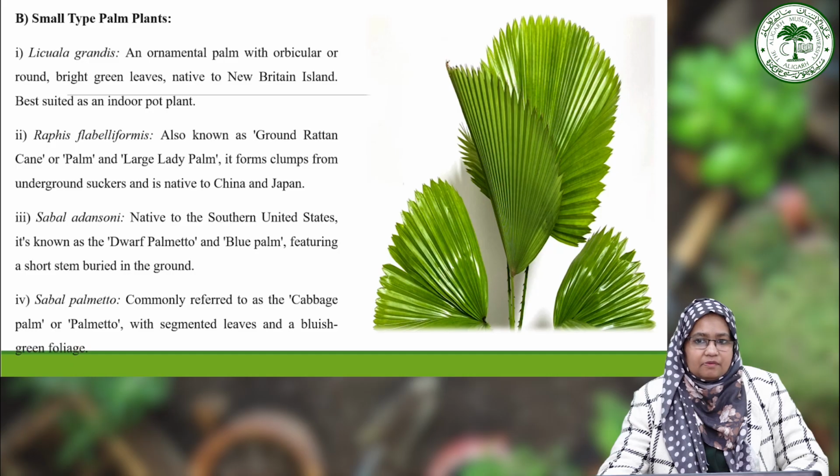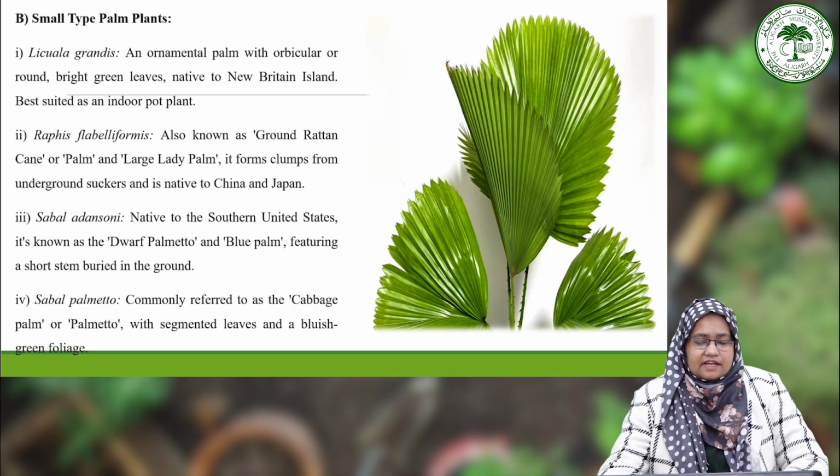Then next is small type palm plants. Here are some examples, like Licuola grandis. This ornamental plant boasts bright green orbicular leaves and it's native to the New Britain Islands. This is the image of Licuola grandis. It is well suited for indoor pot cultivation.